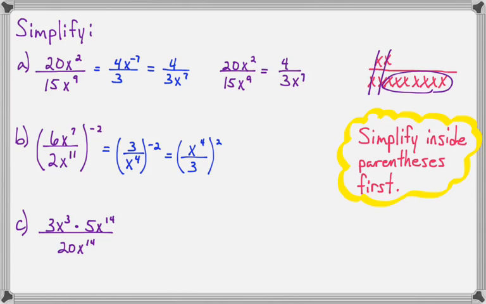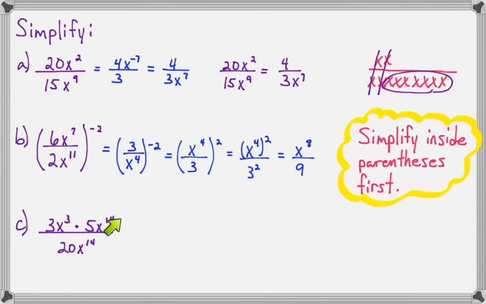Now I have to do the second power to the top and the second power to the bottom. X to the 4th to the 2nd is x to the 8th, and on the bottom 3 to the 2nd power is 9. Okay, part C, 3x to the 3rd times 5x to the 14th over 20x to the 14th.